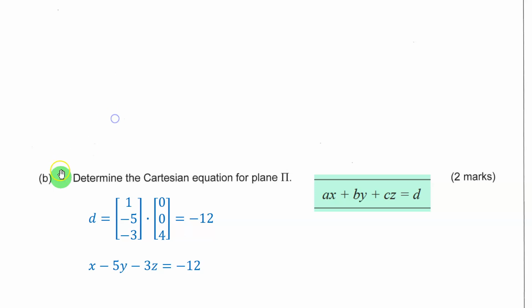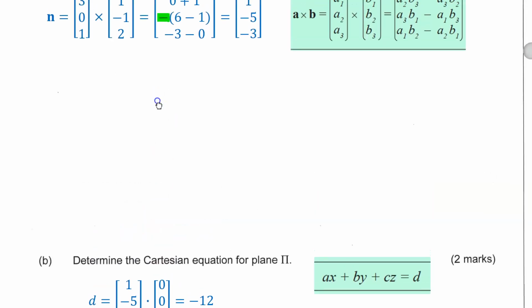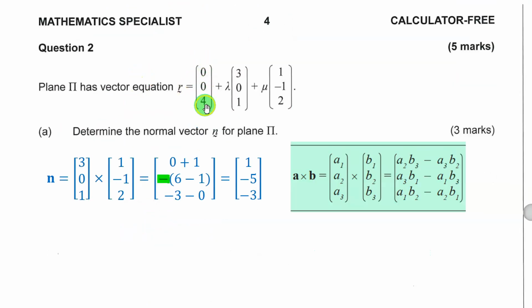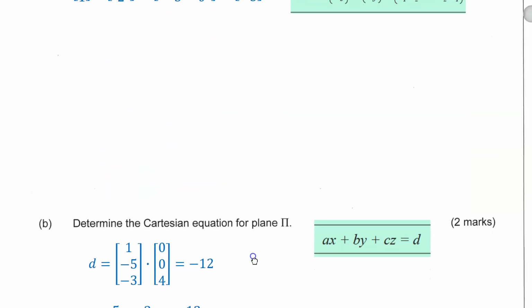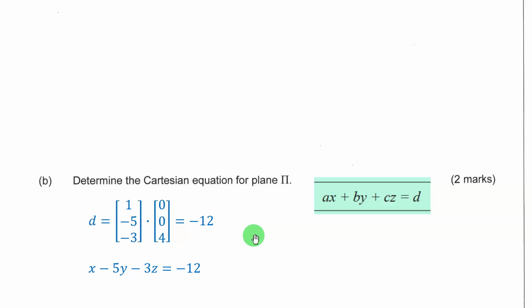And then part B asks us for the Cartesian equation of the plane. So we know off the formula sheet here, A, B and C are simply the coefficients from our normal vector, and D is the dot product of the normal vector with a point in the plane. So coming back up to the question, we know that this point 0, 0, 4 is a point in the plane. So for the last 2 marks, and this is what I mean by pretty generous, we just dot product our normal vector with 0, 0, 4, which is negative 12, and then write it down.